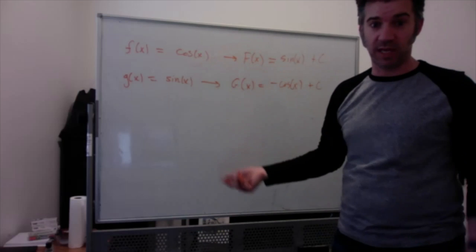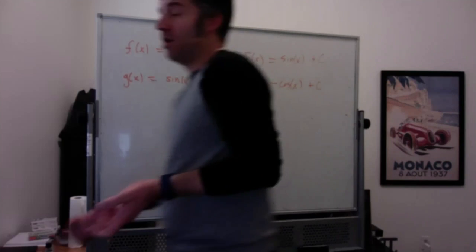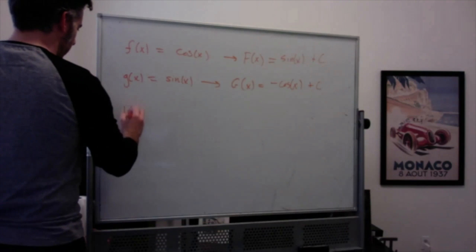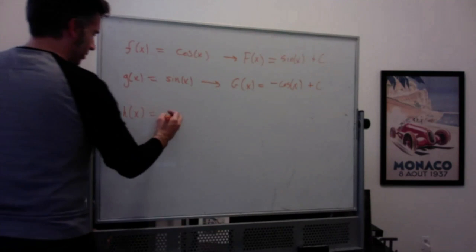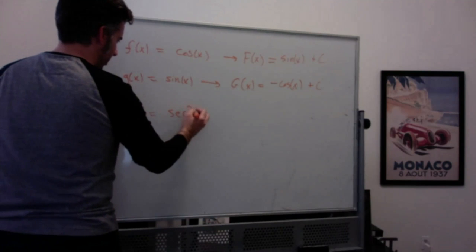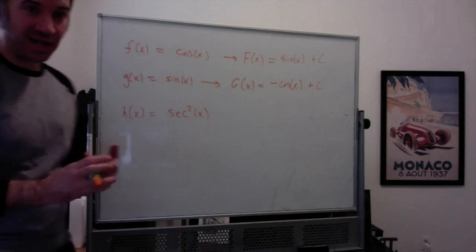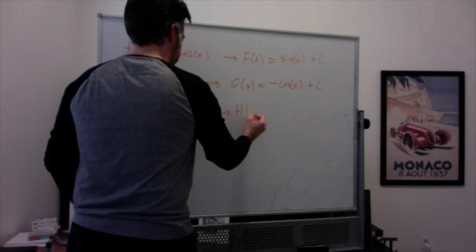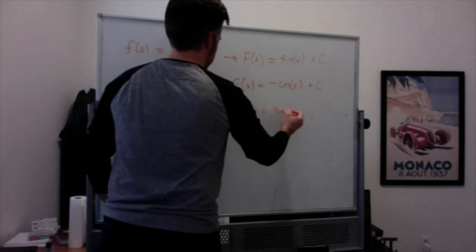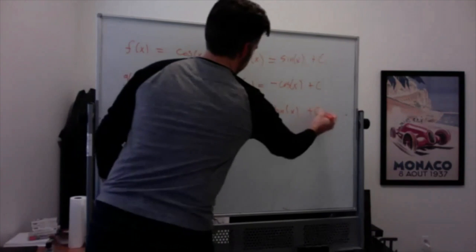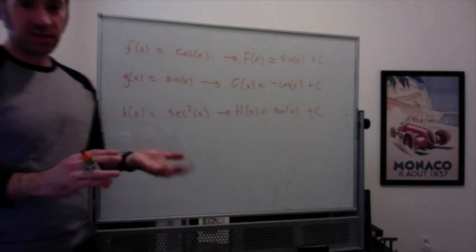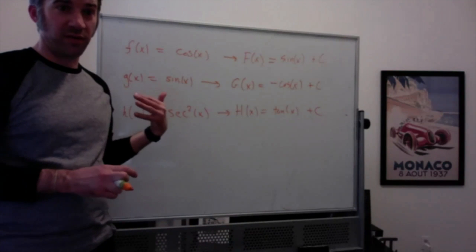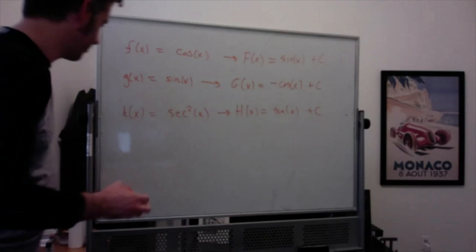The derivative of cosine is negative sine. Other trig functions, a little more work, right? If you say, what's the antiderivative of, I don't know, secant squared of x, I know a function whose derivative is secant squared of x. It is tangent of x plus c. So we're really just pointing out that if you have a known derivative, you know the antiderivative.